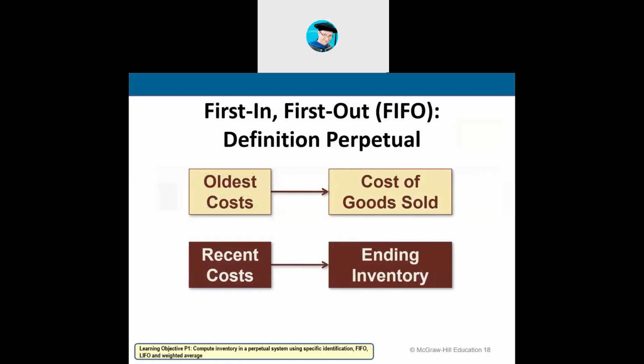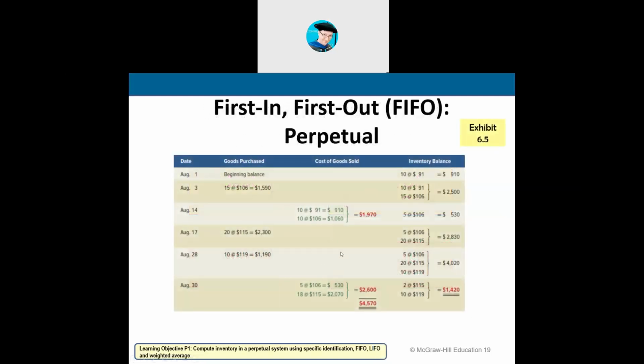Okay, first in, first out. First in, first out means the first one that I received is the first unit sold. This helps us to track the oldest costs in cost of goods sold, and the recent costs are our ending inventory. Recent cost ending inventory simply means that the last ones that I have purchased represent my ending inventory.